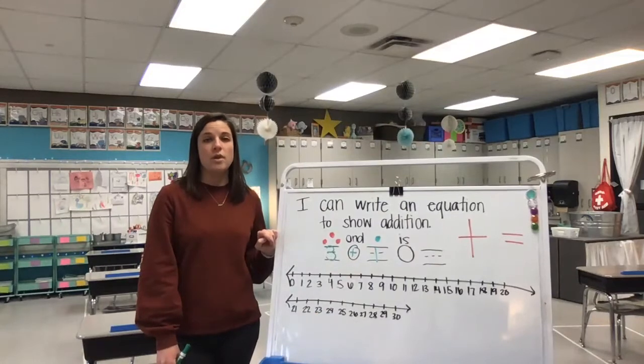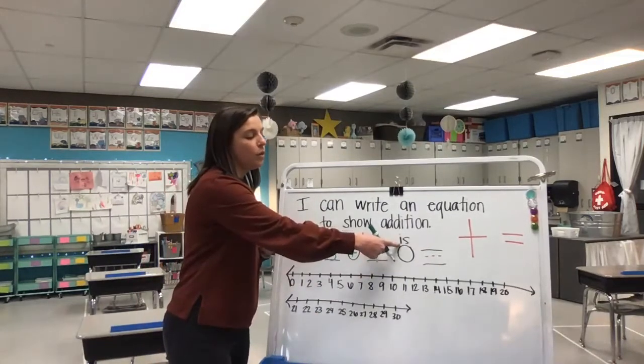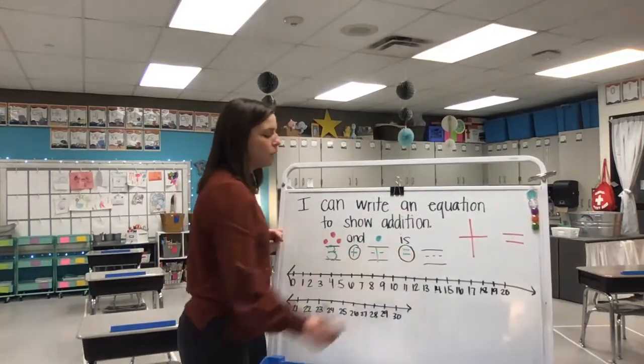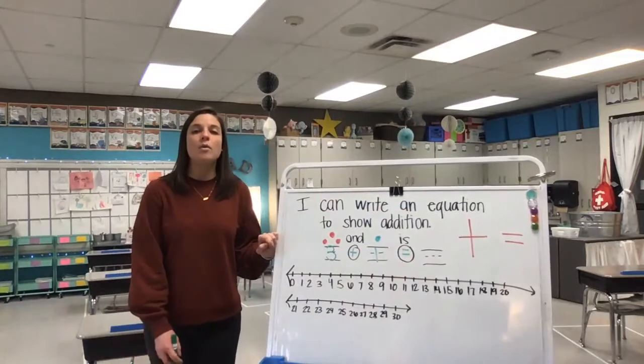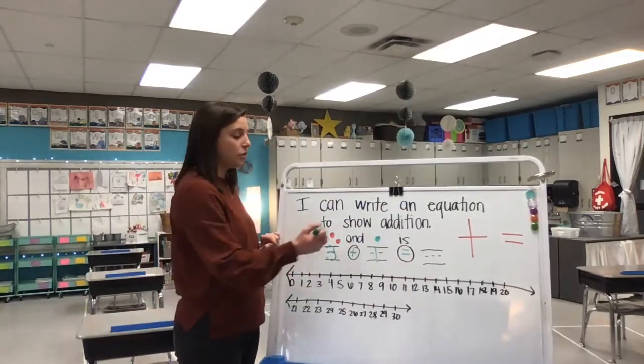So now I have the sentence 3 add 1. For the word is, I'm going to write my equal sign. So I'm going to put equals. And now I want to see how many there are all together. So I'm going to go back and count and mark out. Let's count the red and green.